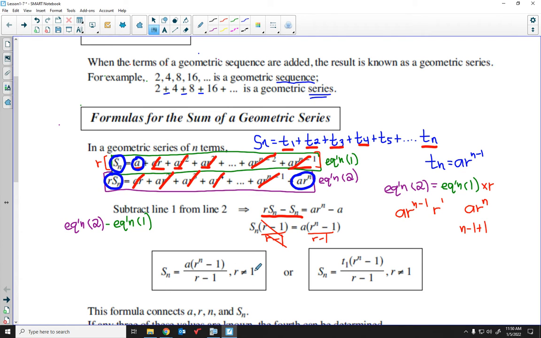R cannot be equal to 1. Otherwise, you'd end up getting 0 in the denominator. And furthermore, it doesn't have a growth factor then. It would just have a common ratio of 1. If you would rather write down A as T1, then you can also write it down like this on the right-hand side here. Both these equations are on the formula sheet.